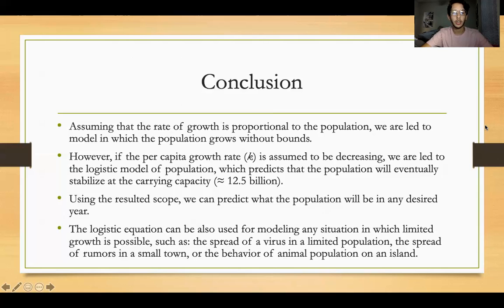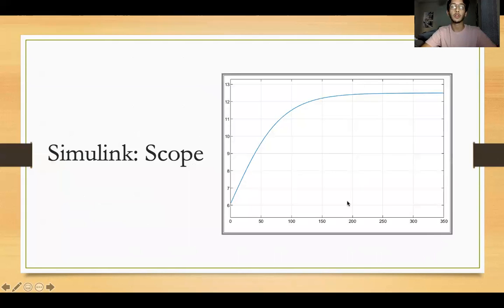Using the scope that we saw before, we can predict what the population will be in any desired year. For example, if we want to know how many people are expected to be in the year 2150, we can just go here and look at this number. It will be around 12 point something, maybe 12.2 billion people. And we can do that with any time.